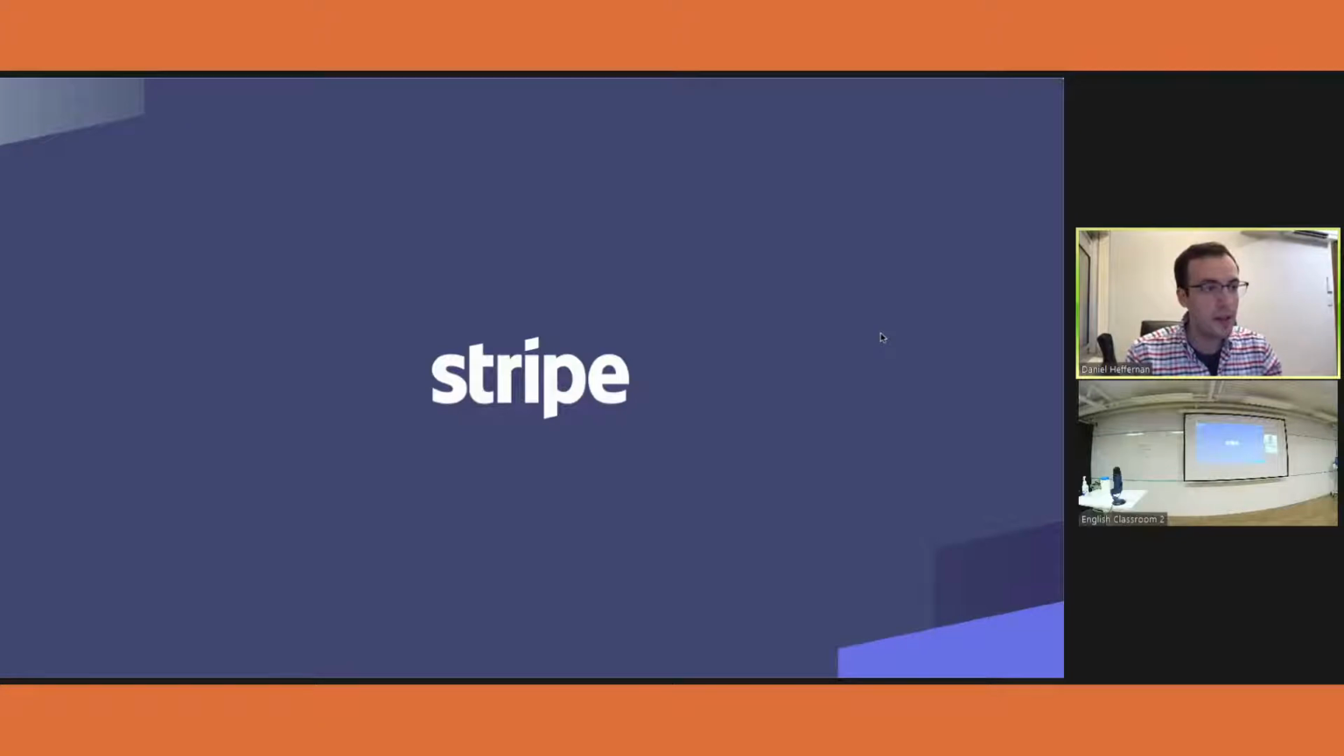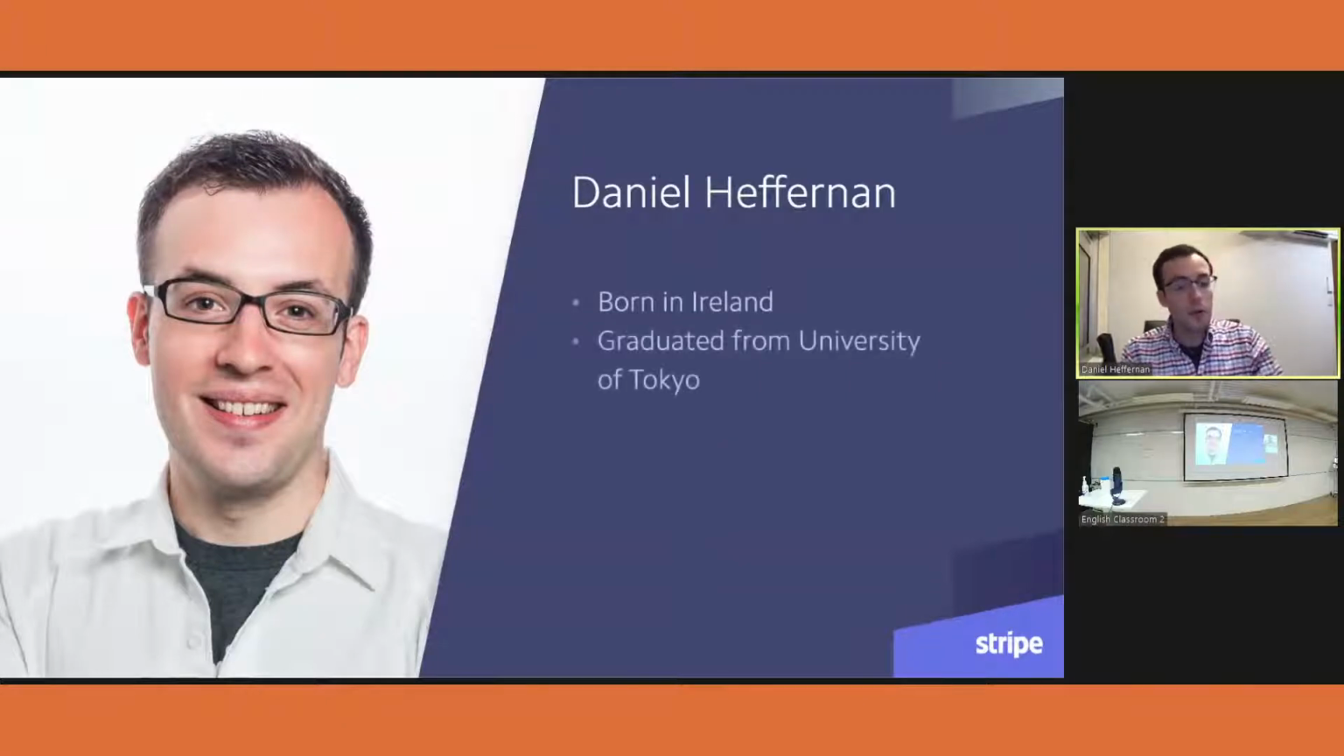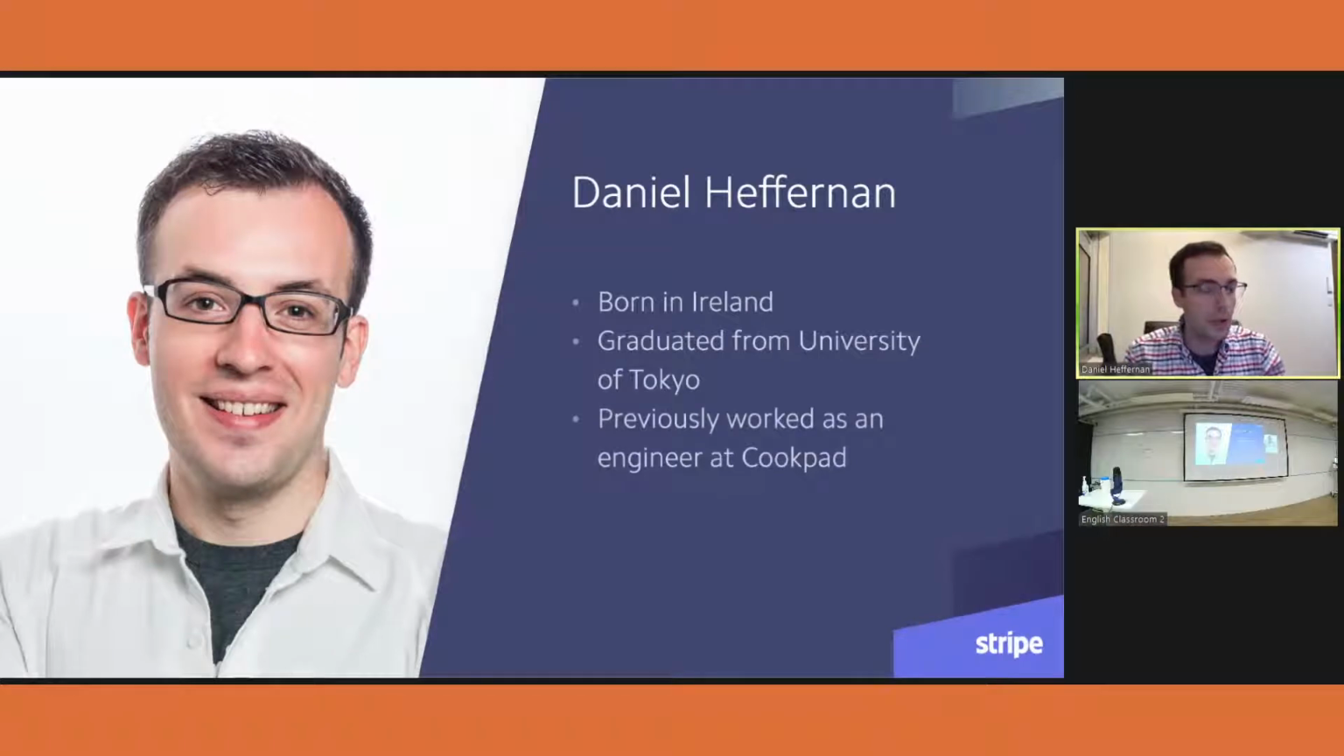Let me start off with a little bit of a self-introduction. My name is Daniel. I was born in Ireland. I graduated from the University of Tokyo, and previously I was working at Cookpad as a full stack engineer, and joined Stripe in 2014, almost 7 years ago.